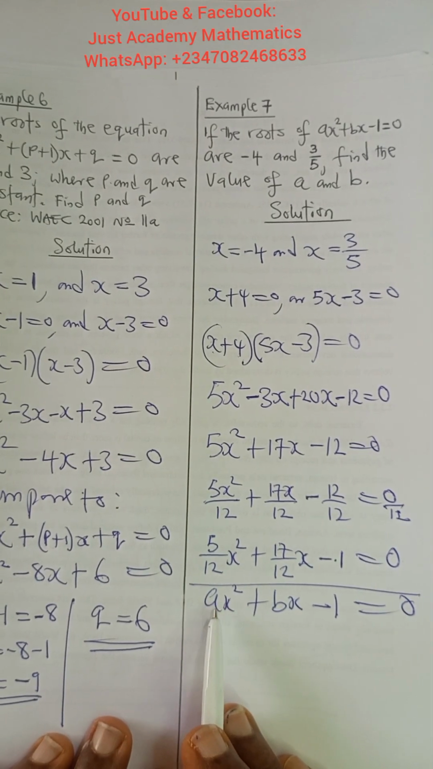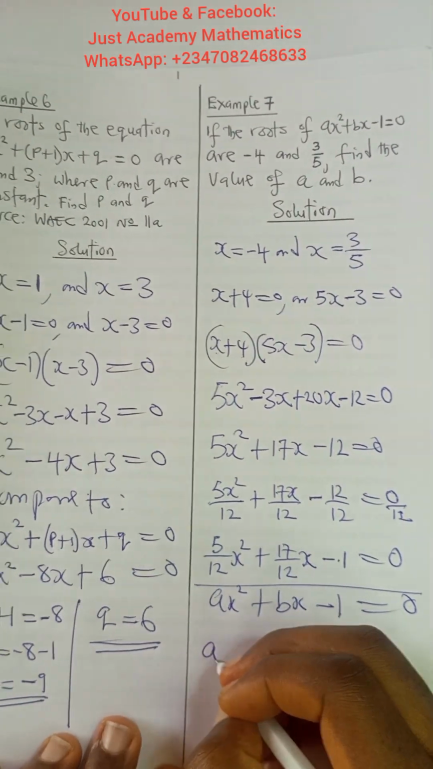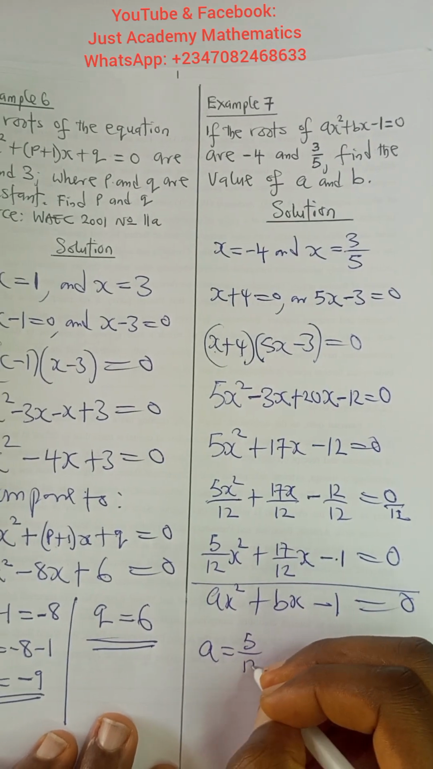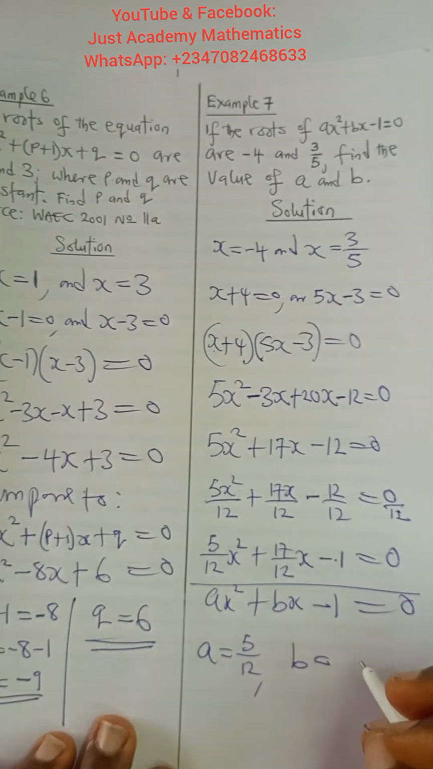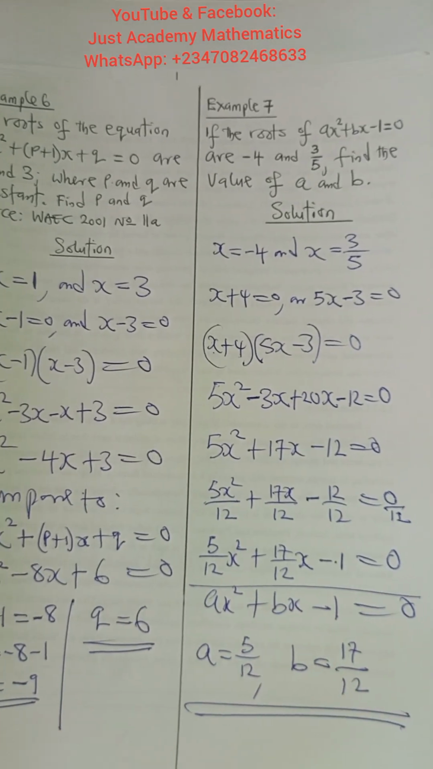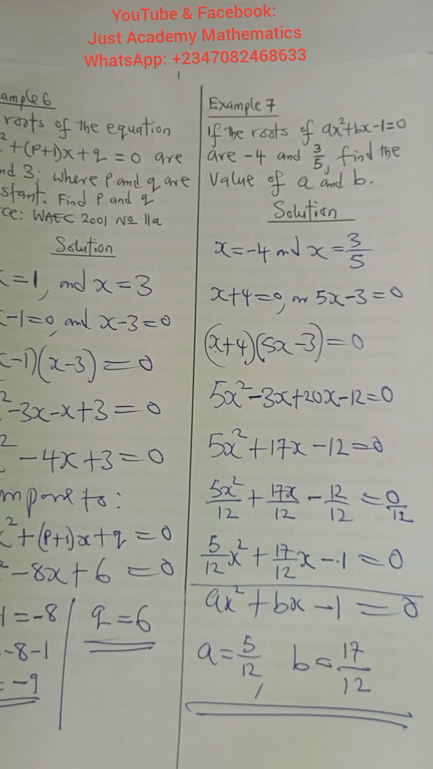So here now, what is A? A is the coefficient of x squared here, which is 5 over 12. And what is B? B is the coefficient of x, which is 17 over 12. These are the values of A and B. And that is how to solve this kind of equation.